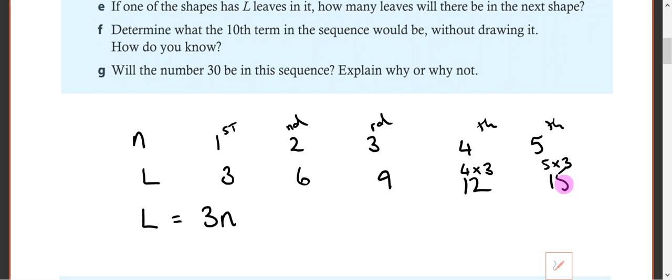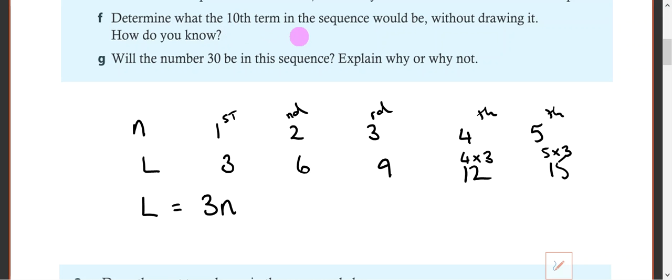Alright? Now it then says, determine what the 10th term in the sequence is. Well, that's now super easy. Because the 10th term will just be 30. 3 times 10. And we can get the 1000th term, the 102nd term, whatever we want. Yeah? Now, it says, will the number 30 be in this sequence? Yes. Yeah, we just worked it out. That's a rubbish question, isn't it?